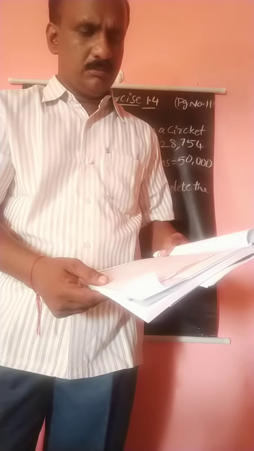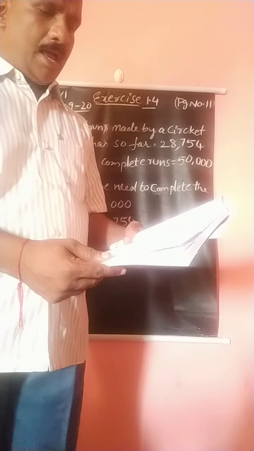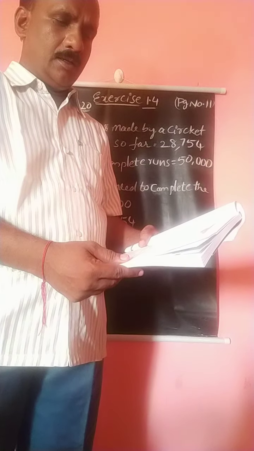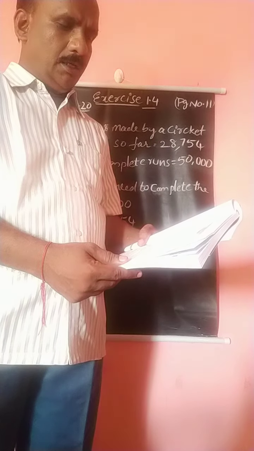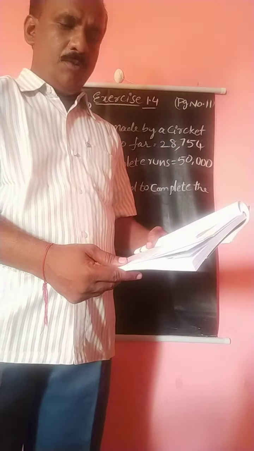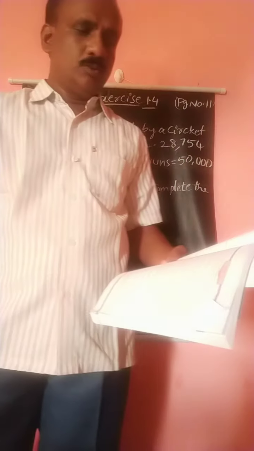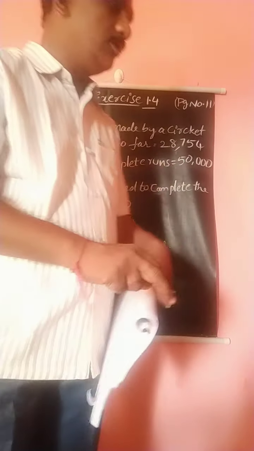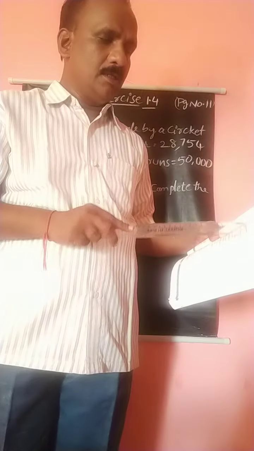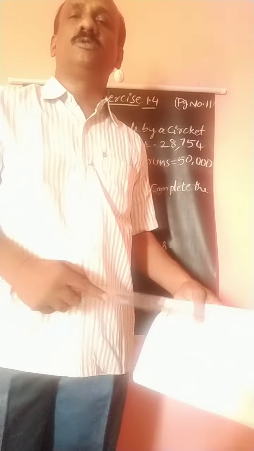The 5th problem. A famous cricket player has so far scored 28,754 runs in international matches. He wishes to complete 50,000 runs in his career. How many more runs does he need? He's asking that question. That means he has already finished 28,754, but his target is 50,000 runs. Still how many runs he needs to complete that target is what the question asks.